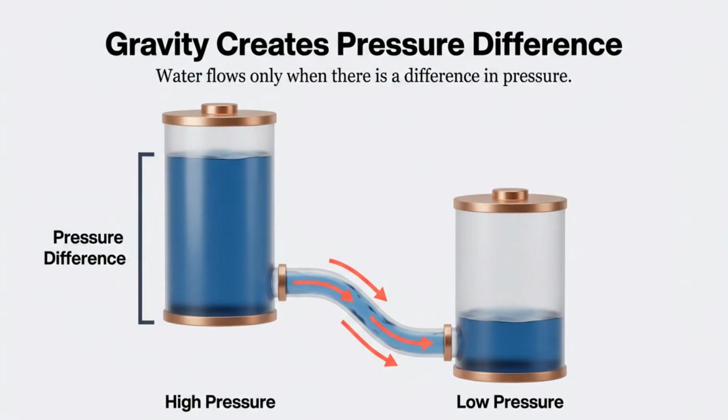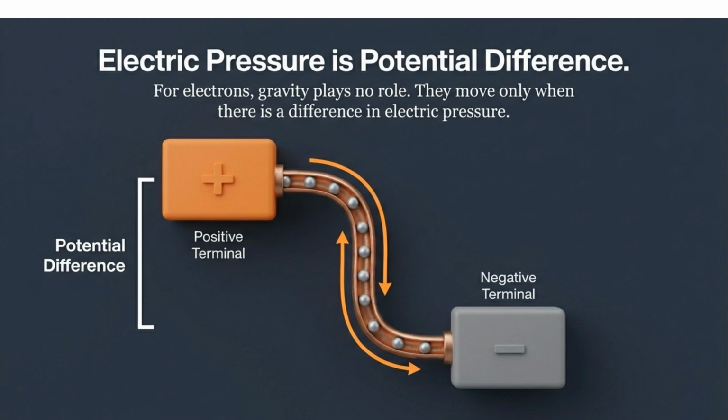In the case of water, gravity creates a pressure difference. Water flows from high pressure to low pressure, demonstrating that flow requires a difference in pressure. For electrons, gravity is irrelevant. They move only when there is a difference in electric pressure, which is called potential difference.